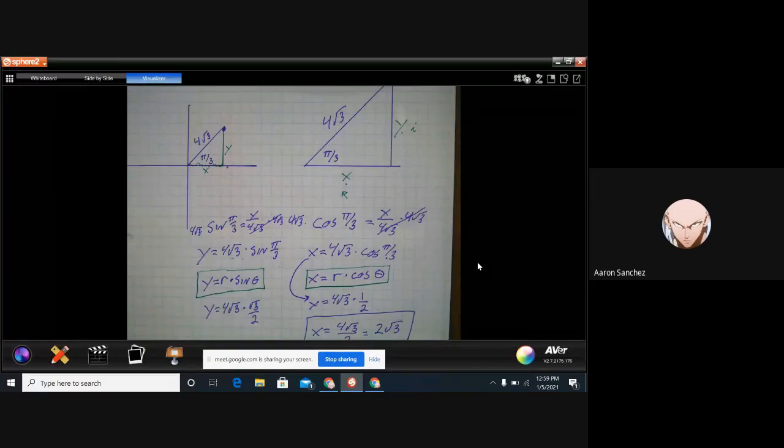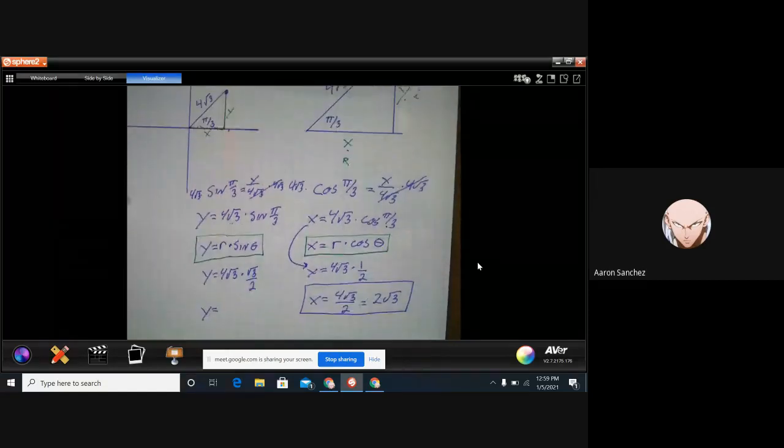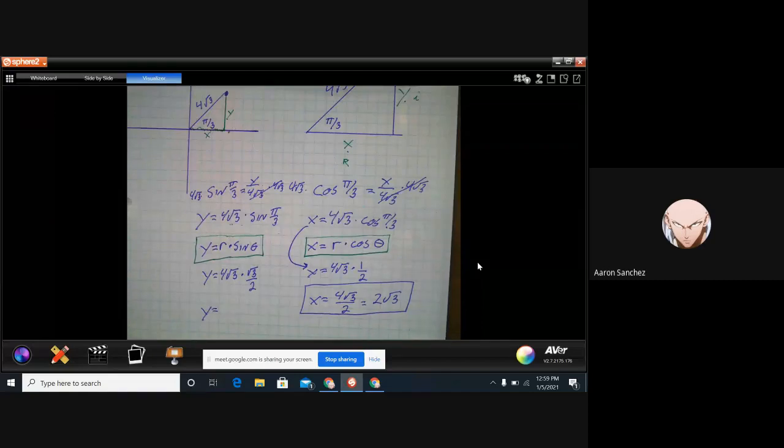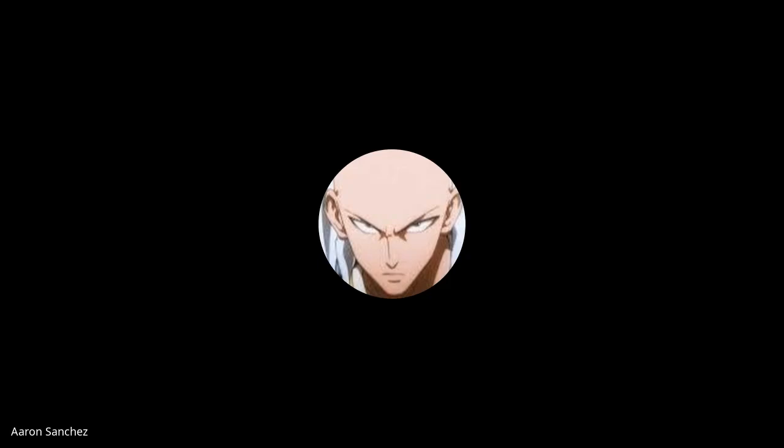So you guys try to solve that. 4 root 3 times root 3 over 2. See what you get. I'm going to call on one of you. What is y equal to? I'll give you about 40 seconds to solve that.